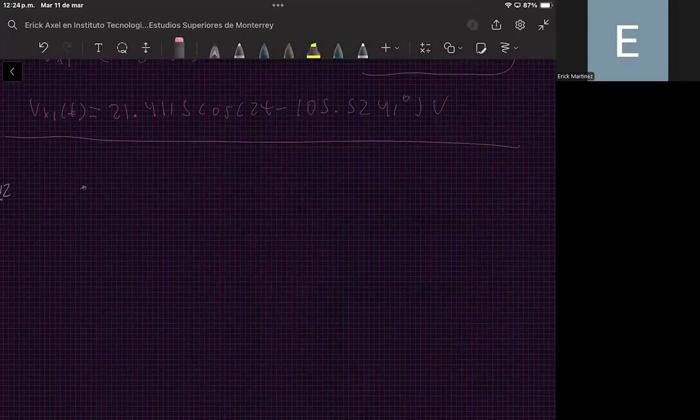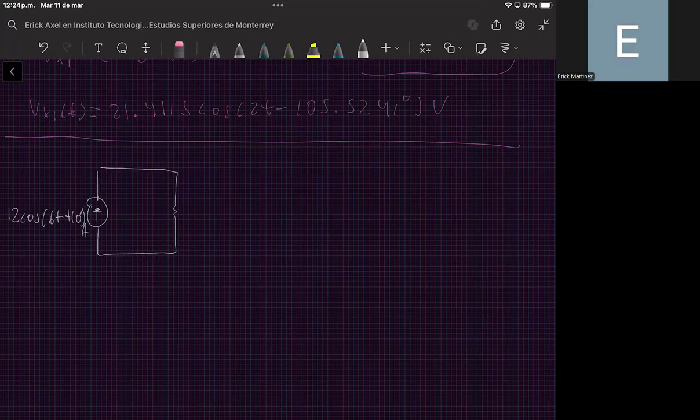Let me erase this a little bit in order to have more space. So here we have the current source that is 12 times the cosine of 6 times t plus 10 degrees, and these are amperes. And here we have the 16 ohm resistor. This will have a voltage Vx2. Here we have the 20 ohm resistor, and here we have the inductor of 5 henries.